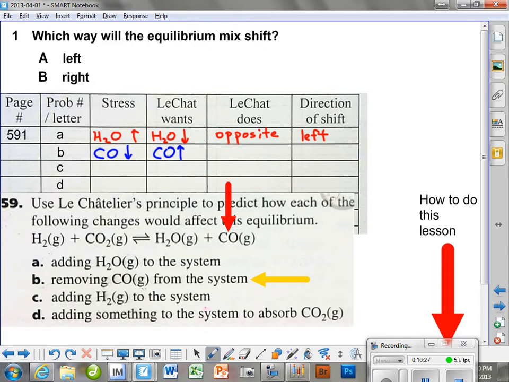Now in concentration type problems, increasing means that we have to go to the side of the reaction which is the same side as the side that the stressor is on. In this case, carbon monoxide is on the right side. And because carbon monoxide is on the right side, same now has the meaning of right. And so the shift will be to the right.